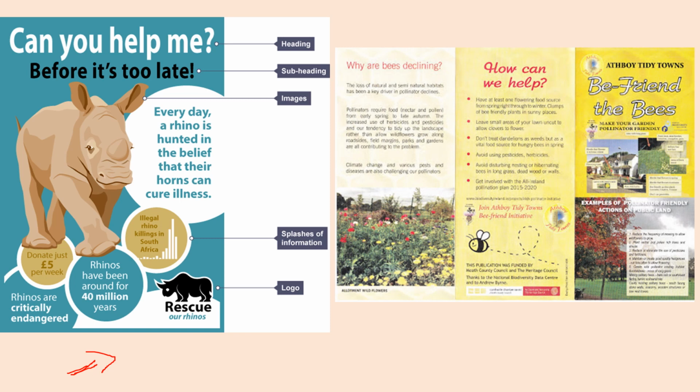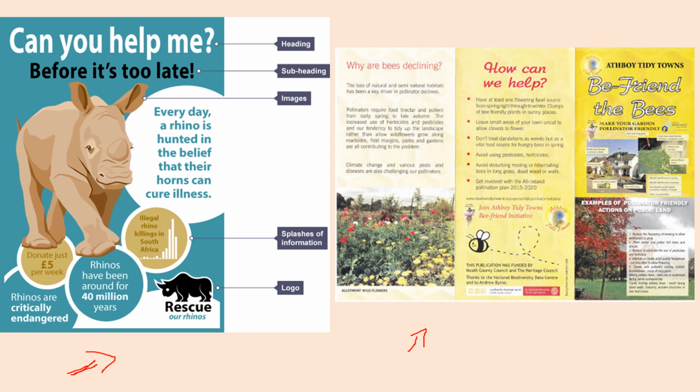So it's persuading us to do this. Now, this information leaflet was on rhinos and how they're endangered, but our one, if you look towards the right hand side, it's about bees and how they're endangered. So we can take a look at this information leaflet.